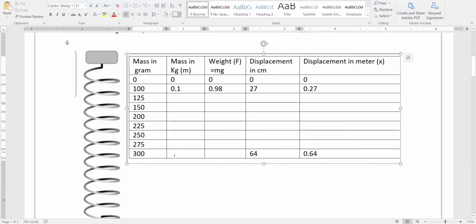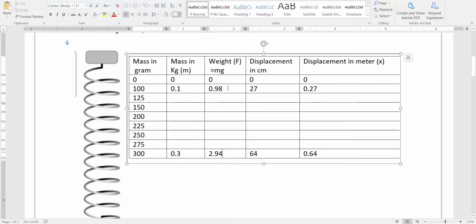So mass is 300 gram. You need to change it to kilogram, which will be 0.3. And then the weight will be 0.3 times 9.8. So if you do the calculation, what you get is 2.94. So this is the force and the displacement, the table.